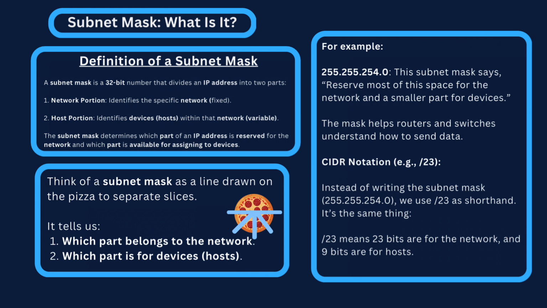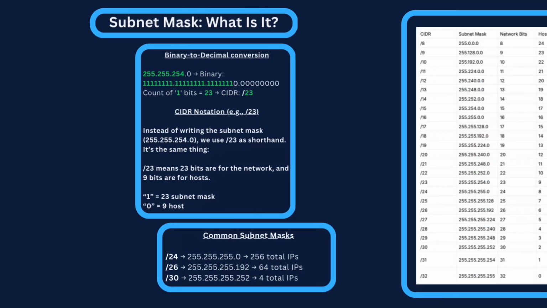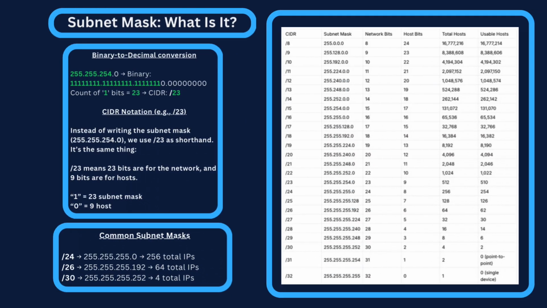For example, 255.255.254.0 is a /23 mask. 23 bits for the street, 9 for the houses. Visualize binary to decimal conversion. This is a flow diagram showing how a subnet mask like 255.255.254.0 translates to /23 in CIDR notation: 255.255.254.0 to binary. Count of ones equals 23.